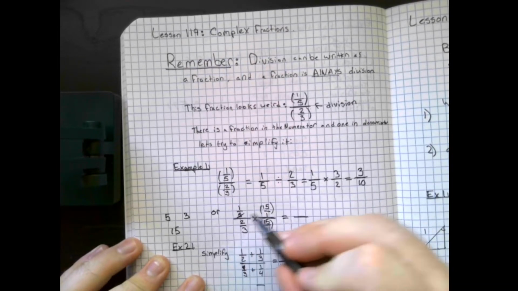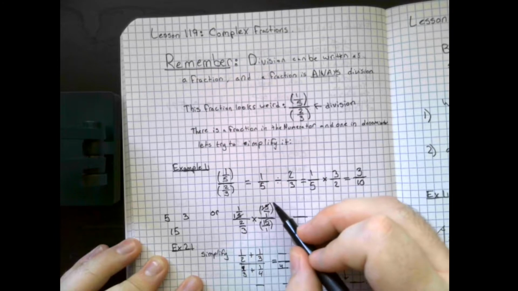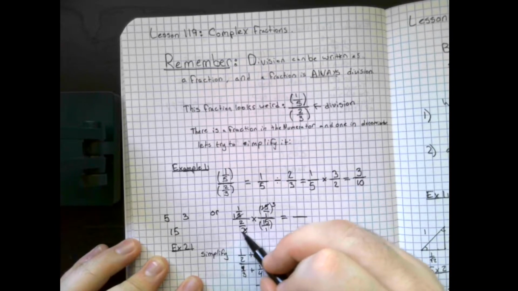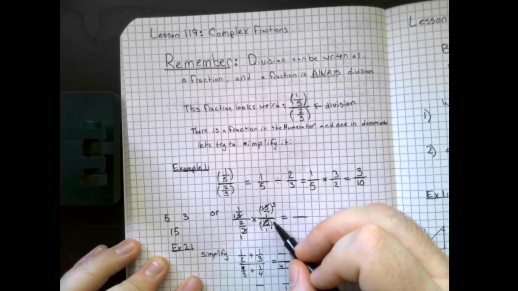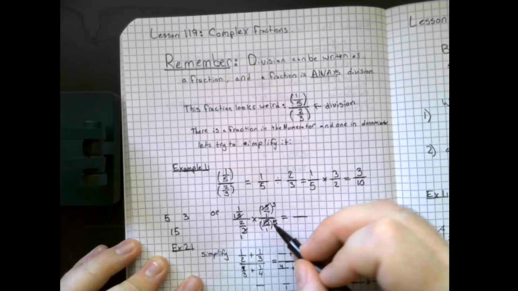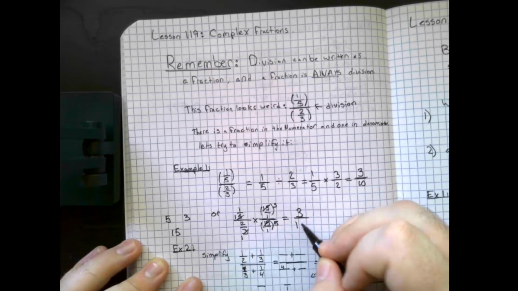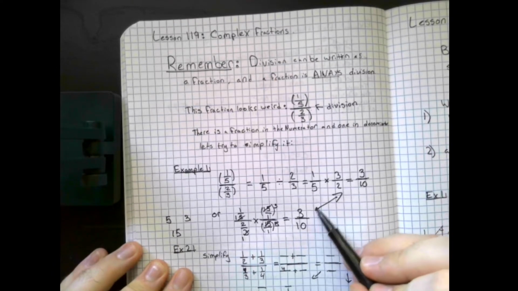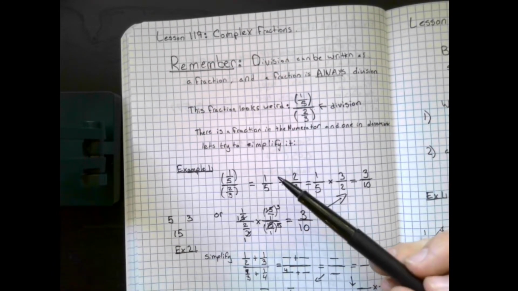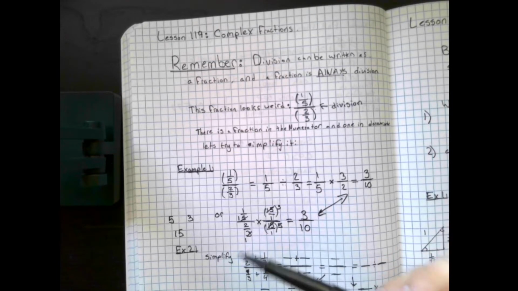Now here, 5 will cancel out here. 5 divided by 5 is 1. 15 divided by 5 is 3. 3 will cancel out here. 3 divided by 3 is 1. 15 divided by 3 is 5. And you'll have 1 times 3 is 3, and 2 times 5 is 10. So you can see we get the same answer both ways, because both of these are getting rid of the complex fraction.